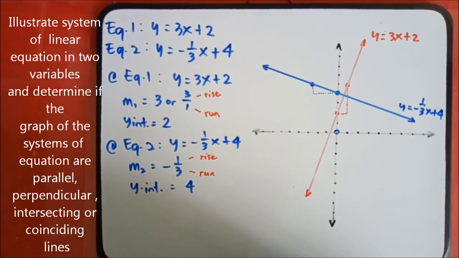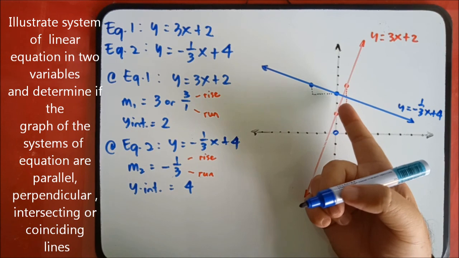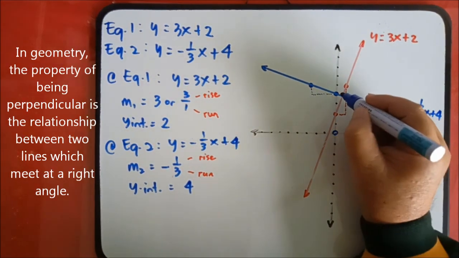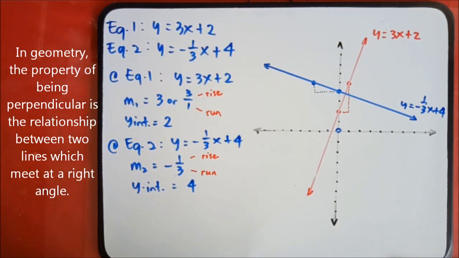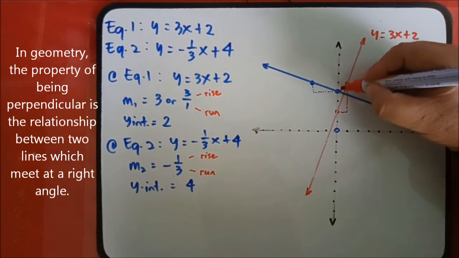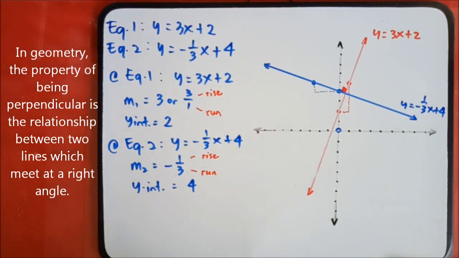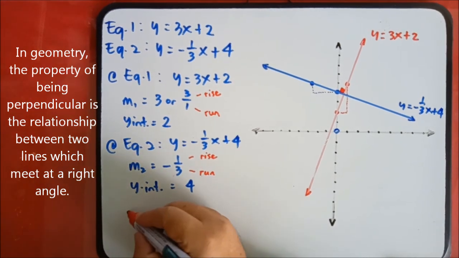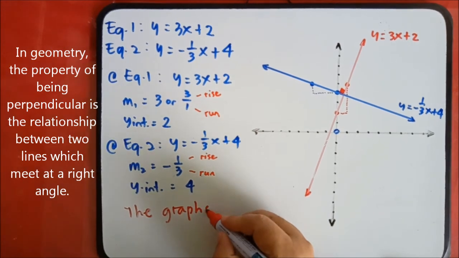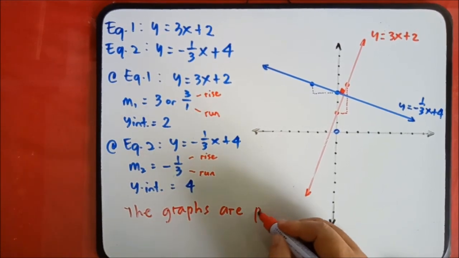Ano ang napansin ninyo? Okay. They are perpendicular. The graphs are perpendicular. 90 degrees. Ibig sabihin, perpendicular yung dalawang graph. Okay, meron siyang 90 degrees angle. Let's look back. Ano ba ang napansin nyo ngayon? The lines or the graph are perpendicular.